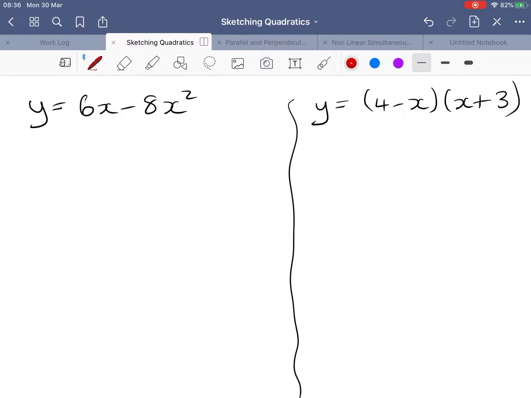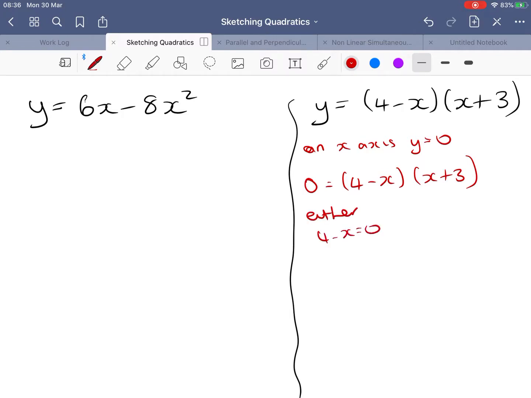And the final one I'm actually going to do is this one on the right hand side, because sometimes they will give you an equation where it has already been factorised for you. But again, the process is the same. So again, we can say on the x-axis, y equals 0. So I'll get 0 equals 4 minus x, x plus 3. Now it's already been factorised for me, so I can say either 4 minus x is 0 or x plus 3 equals 0. So I get x is 4 or x is minus 3.